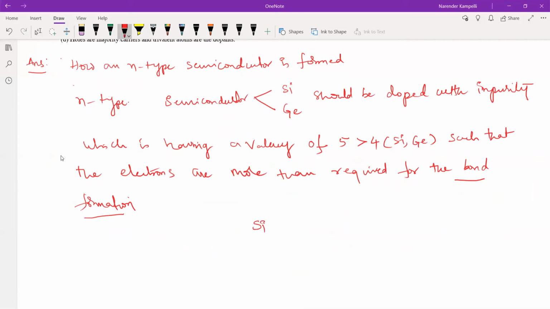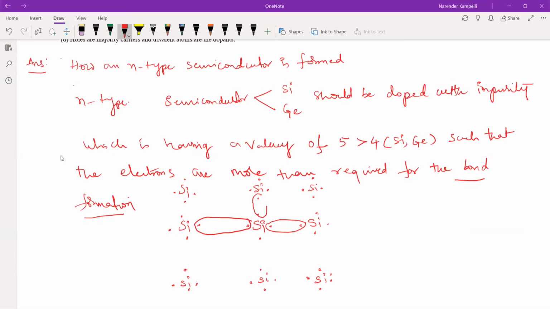Generally, if you consider silicon, it has 4 electrons as valency. So it can make a covalent bond to 4 other silicon atoms. Okay, so this is one bond. This silicon also has 4 electrons, this silicon also 4 electrons, and so on. Now it can form bonds with the 4 other silicon atoms.